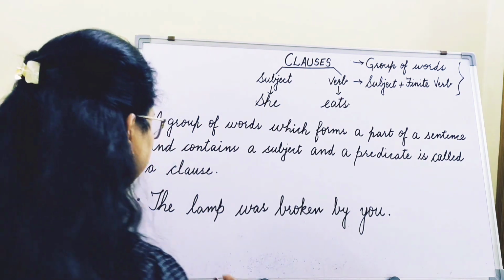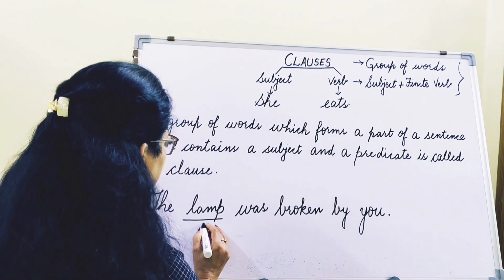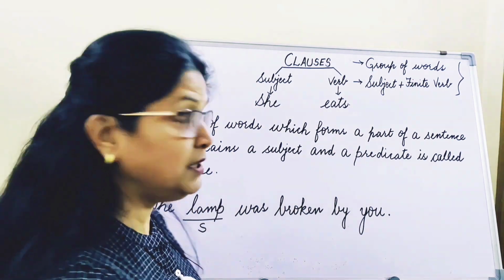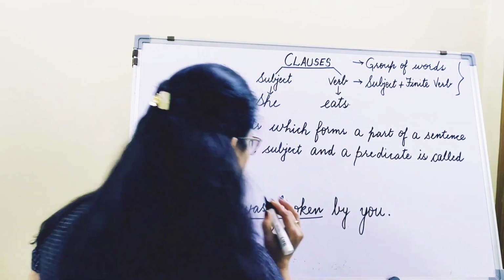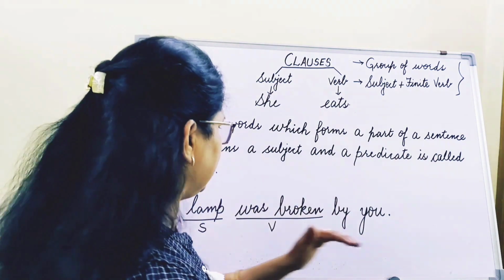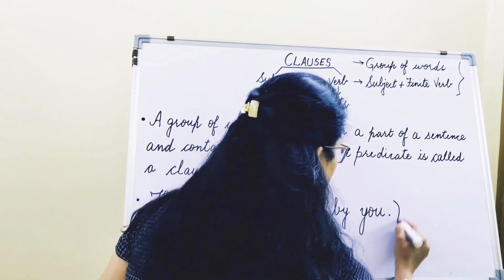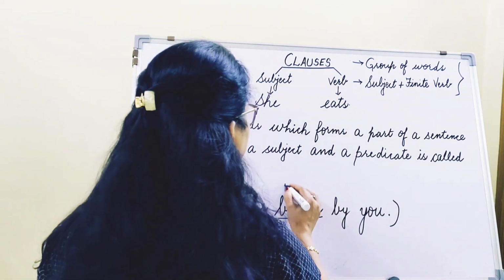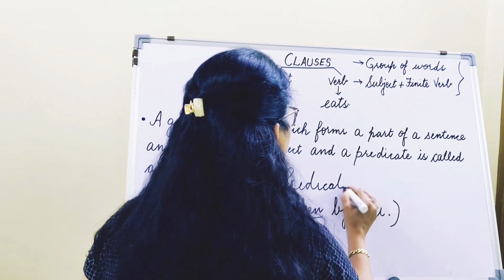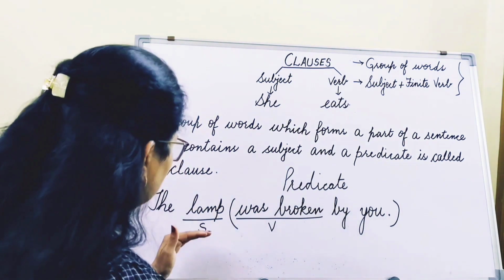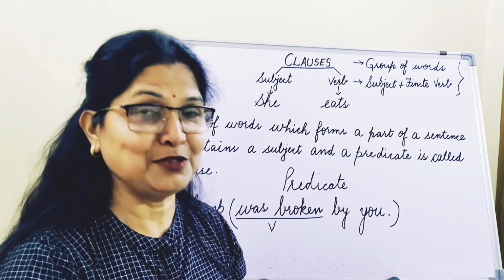What is subject here? Subject is lamp. Lamp is subject. Then what is verb here? Was broken. Was broken is verb. And I said here a predicate. So was broken by you, this is altogether known as predicate. Okay. So, the lamp was broken by you, it's a clause and it's a sentence also.